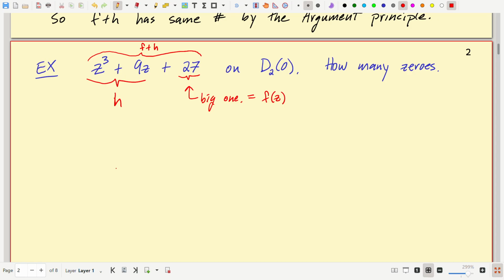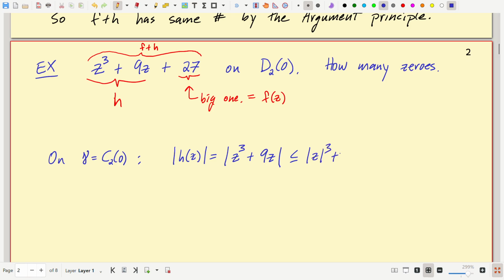And on the circle, let's see, on the circle C2, gamma equals the circle of radius 2 about 0, we'd have the modulus of h of z. That would be the modulus of z cubed plus 9z, which is less than or equal to the modulus of z cubed plus 9 times the modulus of z. And of course, on a circle of radius 2, that's 2.